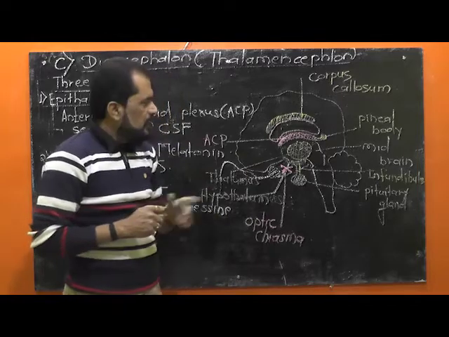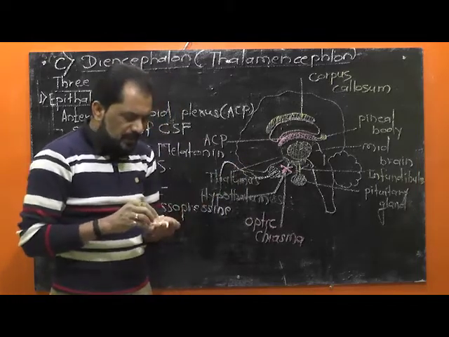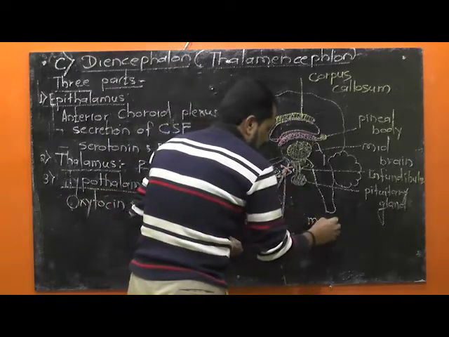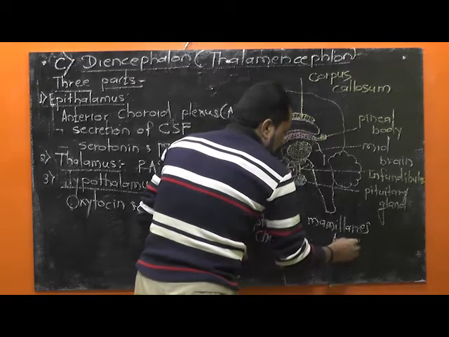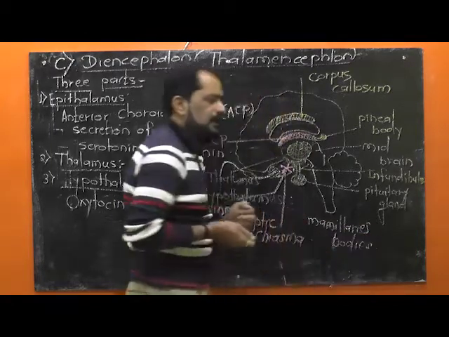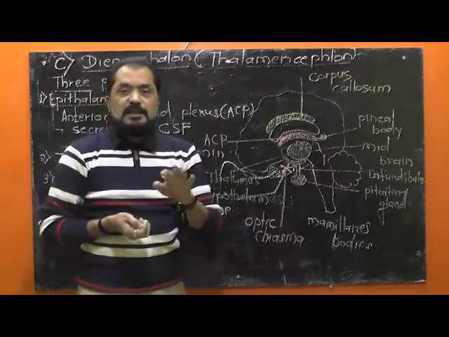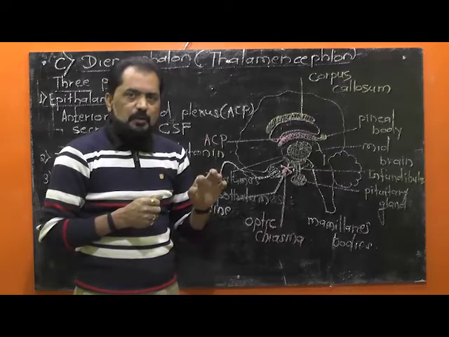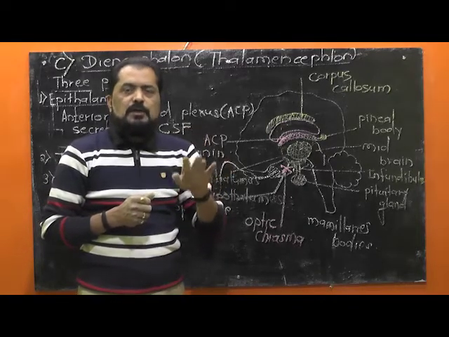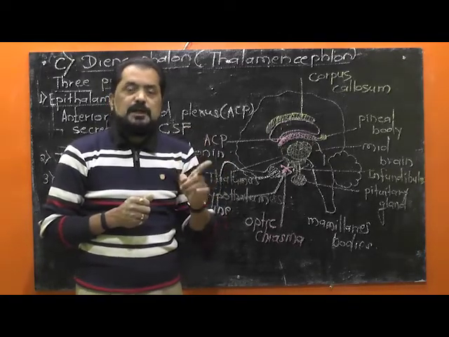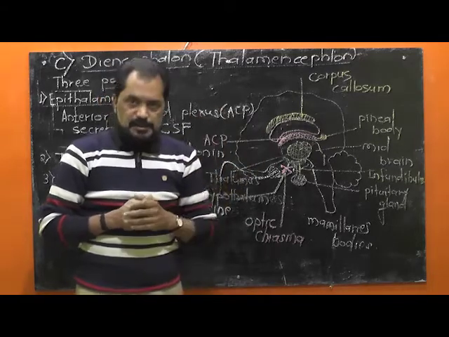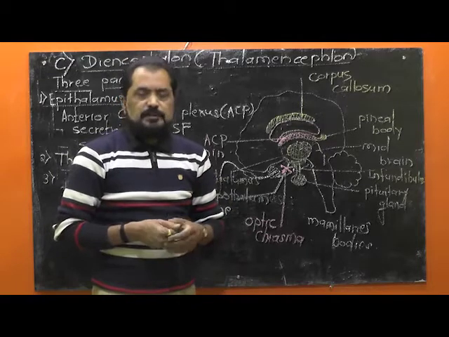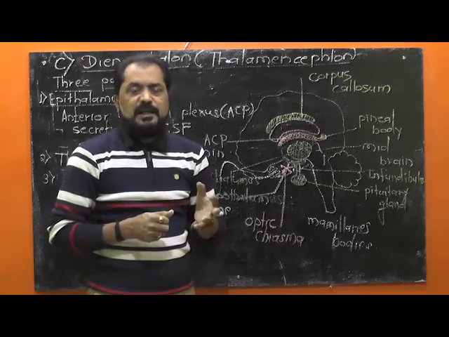In addition to that, it also shows a pair of small rounded bodies known as mammillary bodies. The mammillary bodies are the characteristic feature of the mammalian brain only, meaning these mammillary bodies are present only in the mammalian brain. सस्तन प्राण्यांच्याच ब्रेन मध्ये या mammillary bodies दिसतात. And these are important for recollective memory.